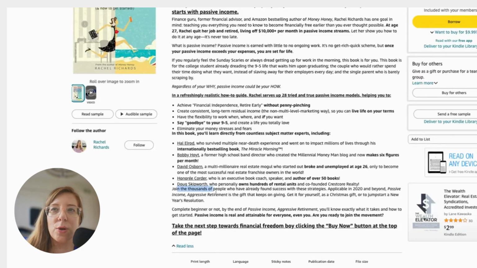And then it says, join the thousands of people who've already found success with these strategies, applicable in 2020 and beyond. Passive income, aggressive retirement is the gift that keeps on giving. Get it for yourself as a Christmas gift or to jumpstart a New Year's resolution. So it's giving some indication here of why you should buy the book. And then at the bottom, it has what we talked about, that call to action: Take the next step toward financial freedom.